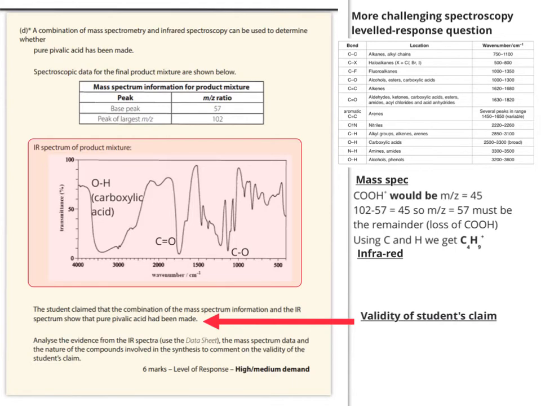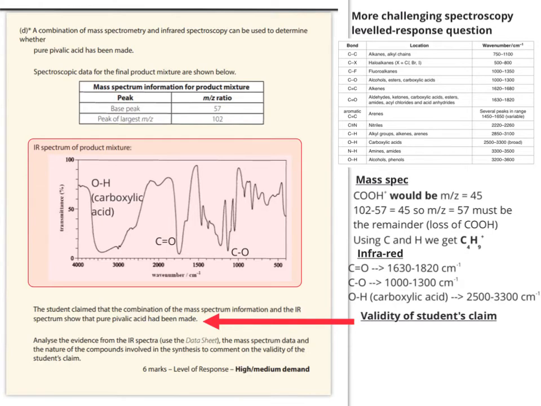Now the infrared is quite straightforward. We could technically leave it with just the OH, the C double bond O, and the C single bond O labelled on the spectrum as we've got there now. But let's put something in under infrared so that we can talk about it. We need to put that in so that we can show the examiner that we've used the data sheet and matched the 3 bonds that are present.